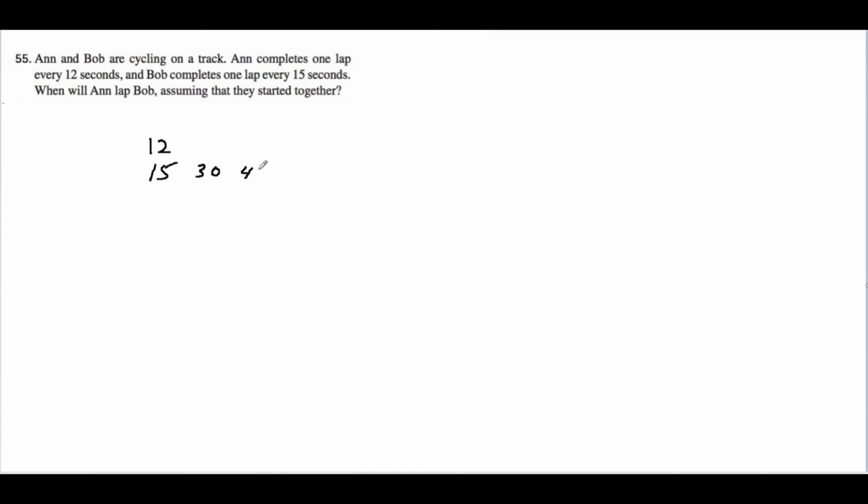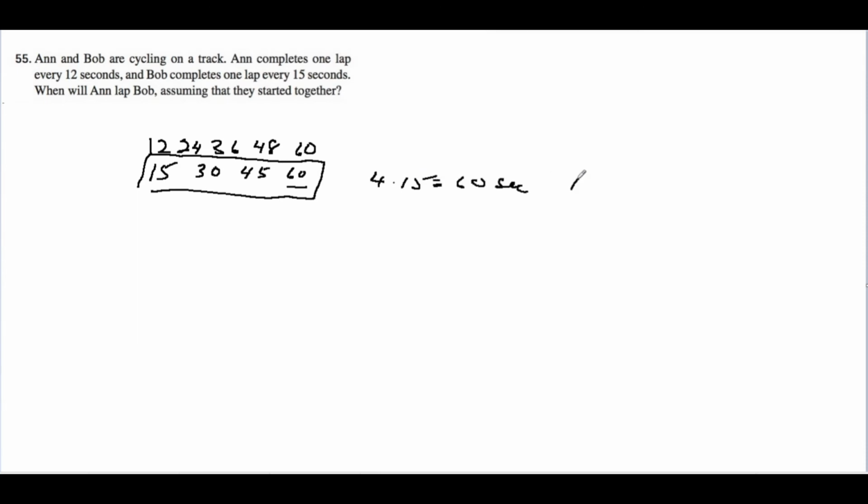the least common multiple. And sure enough, when you get up here to 60 seconds, you'll see that, and I'm going to go ahead and put these for a reason, is because it says when will Ann lap Bob, assuming they started together. Well, she'll lap him in 4 times around. So basically 4 times 15 is going to be 60 seconds or 1 minute.